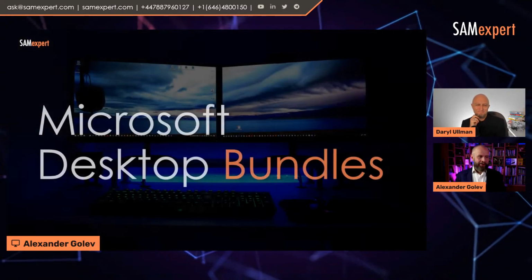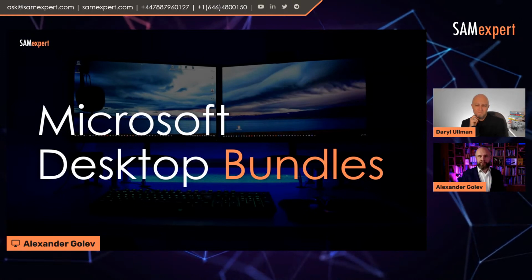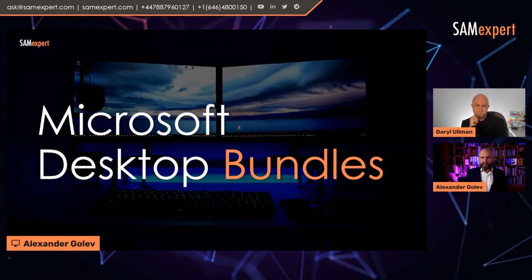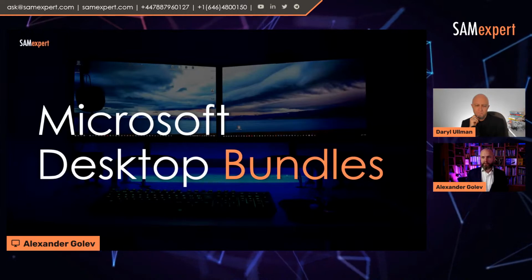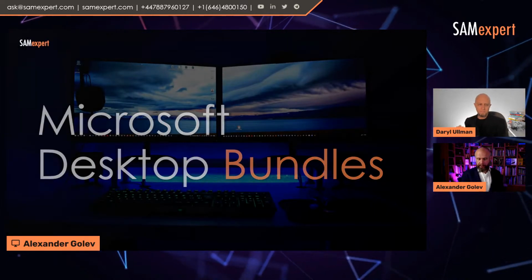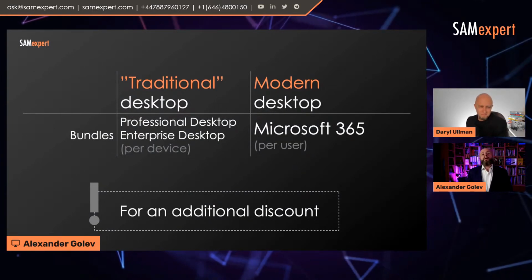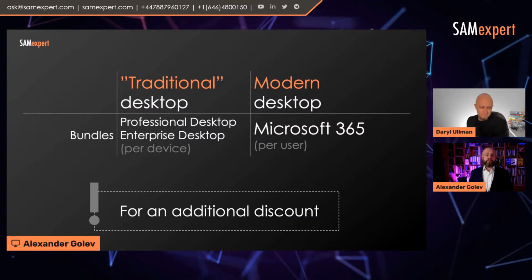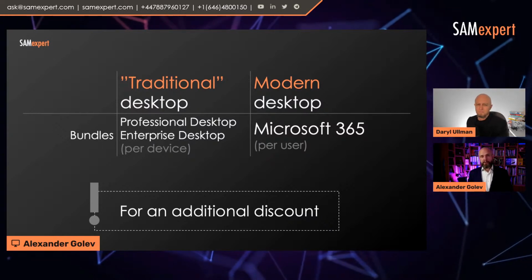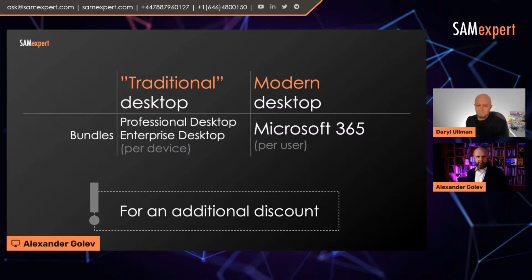So very few slides. We're getting very close to the end, but please bear with us. A few slides talking about Microsoft desktop bundles. To remind you, part of the slide that I've shown at the very beginning, we have 2 types of bundles. So traditional desktop bundles are still called Professional Desktop and Enterprise Desktop. Microsoft won't tell you about them, but you may buy them.